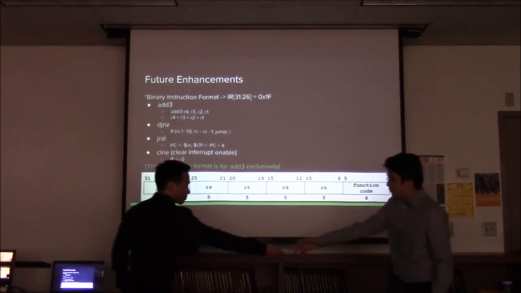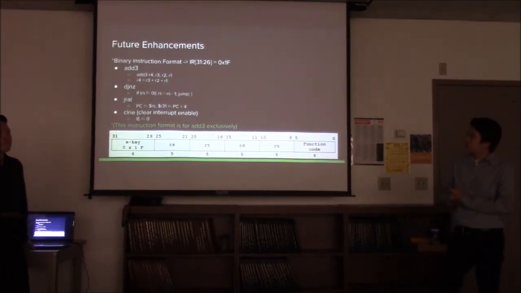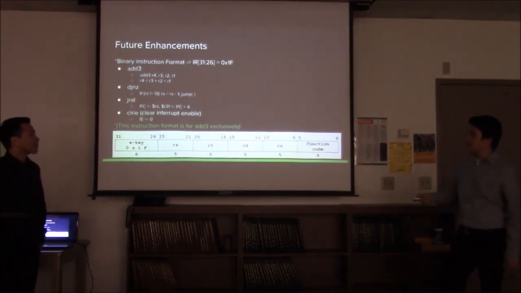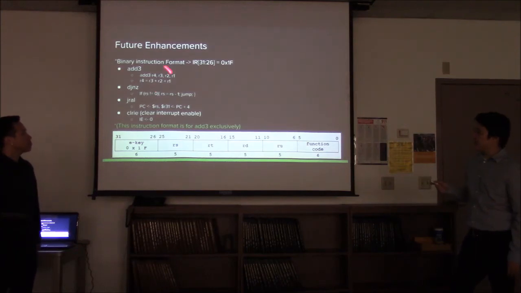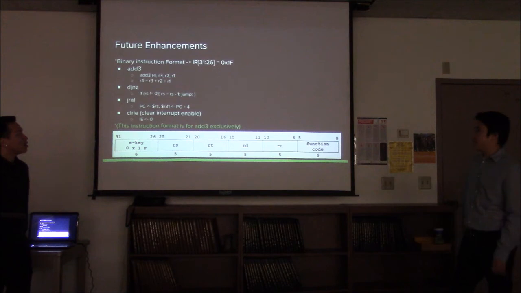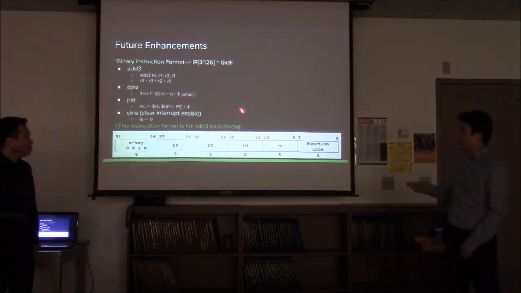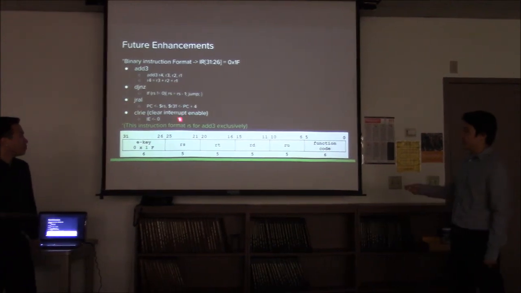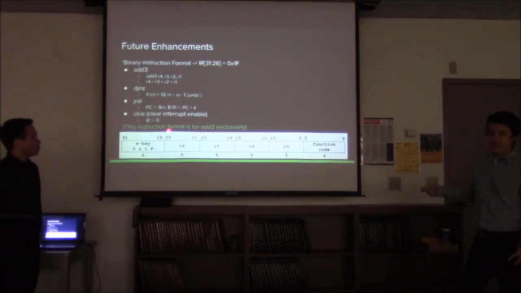Okay, so the enhanced instructions that we wanted to do but didn't get around to in time, these are just a few examples of them. You may notice that a very similar one is add 3. This was an idea of ours that we actually wanted to do. Decrement jump not 0. This one we could just check the flags and jump to an effective address, jump register and link, and clear. We have a set interrupt enable, but I don't think we have a clear interrupt enable.